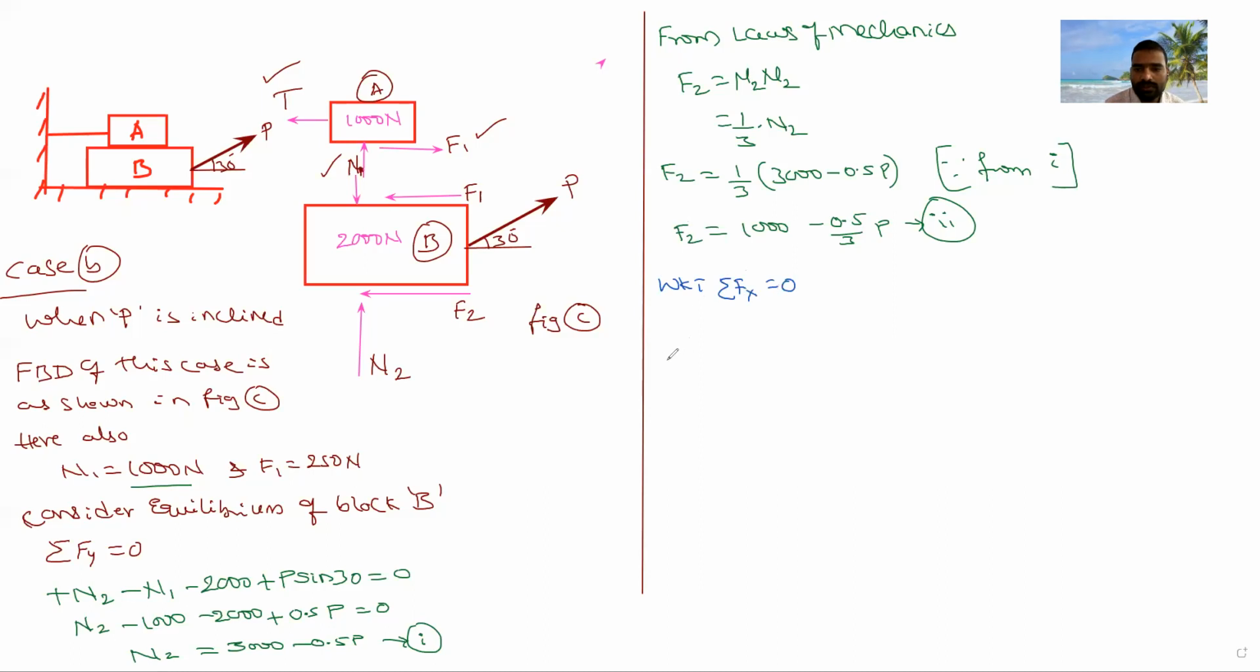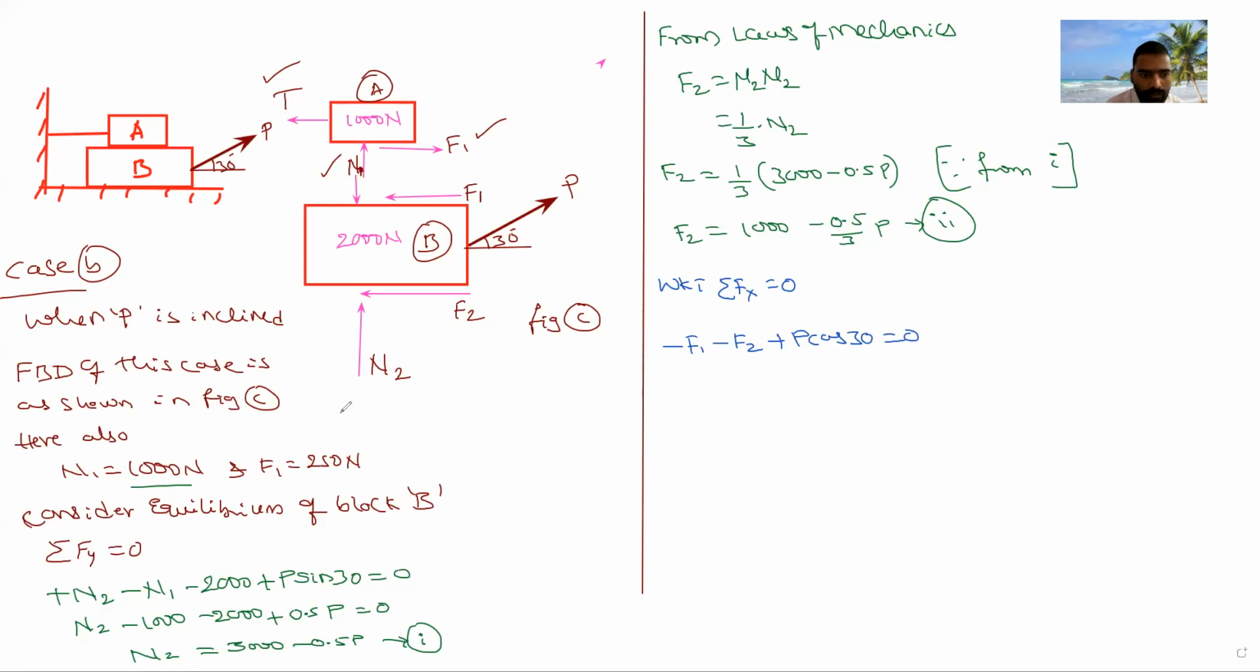What are the forces which are moving in the horizontal direction? F1, F2. Is it plus or minus? Minus F1 minus F2, and again plus P cos 30, is equal to 0. Everybody, is it understood?